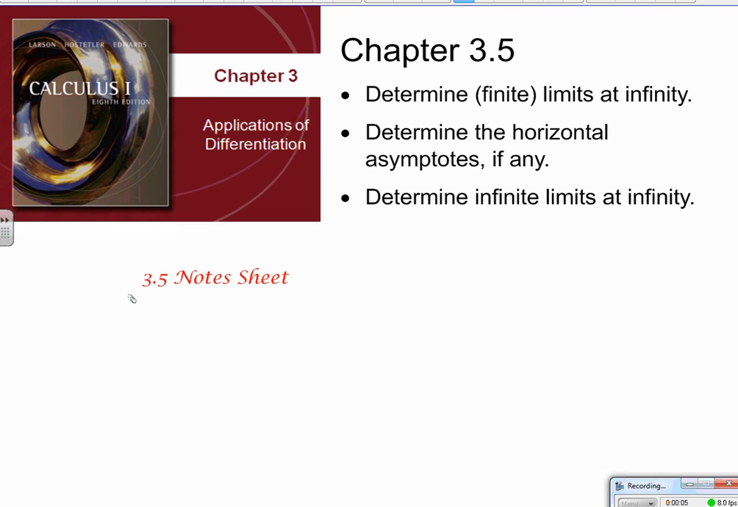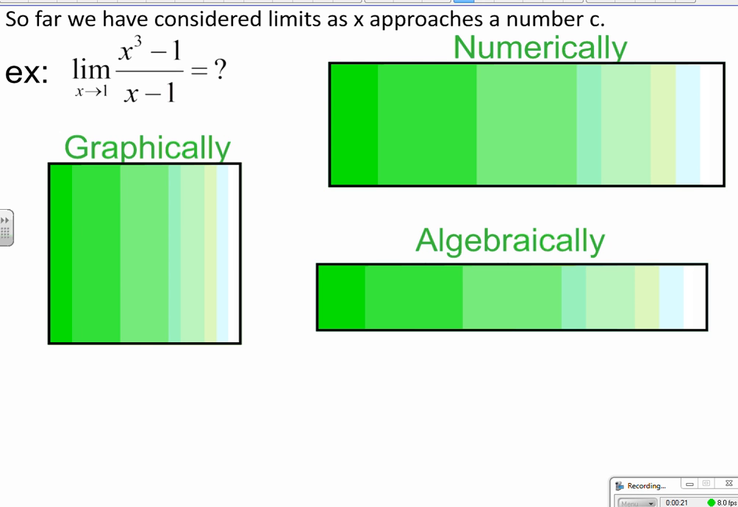Chapter 3.5. We're jumping around a little bit because I want to go grab these limits at infinity. That's what we're going to study here, mainly trying to find if there is a horizontal asymptote to the function. So if we look out at infinity, we may discover that. Let's just quickly review where we've come and where we're headed.